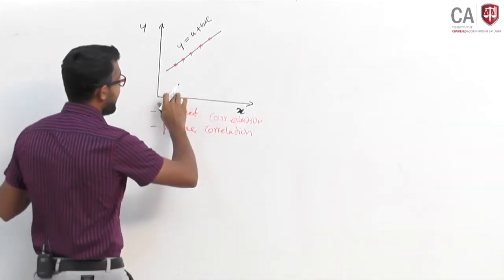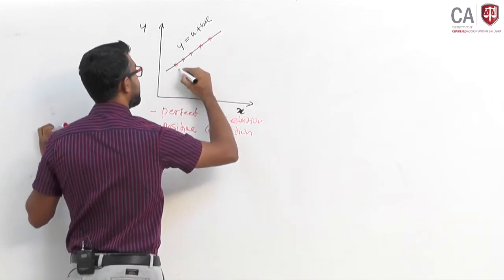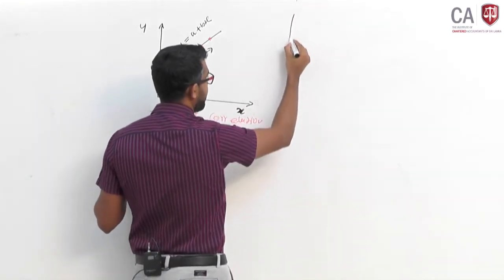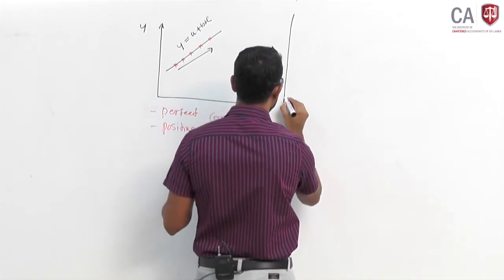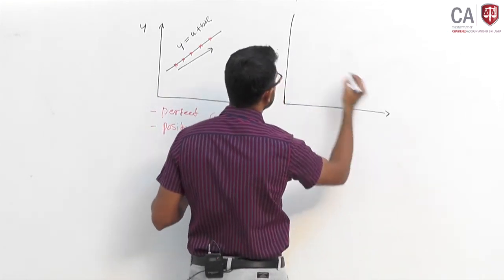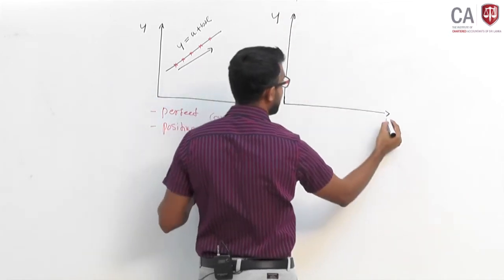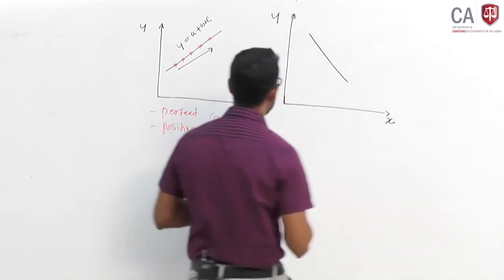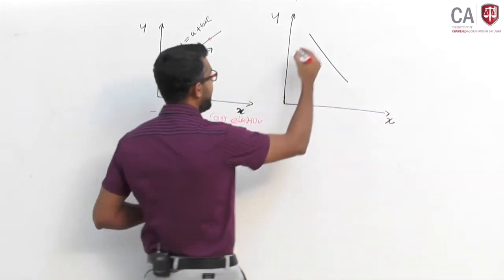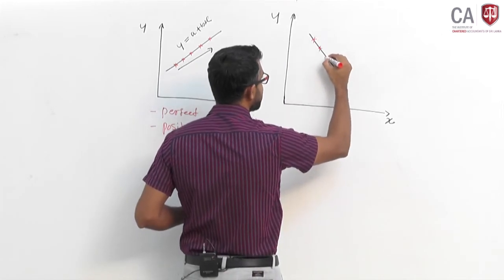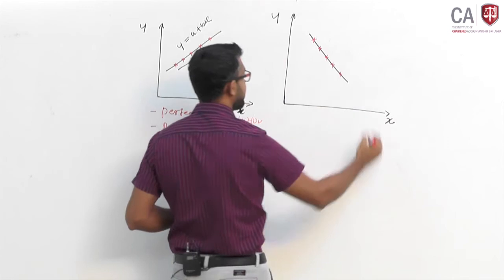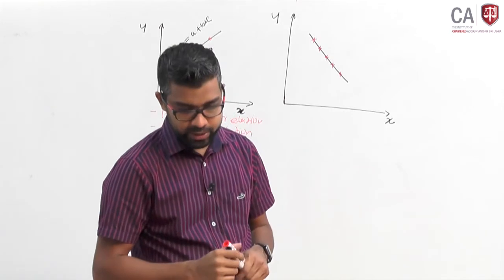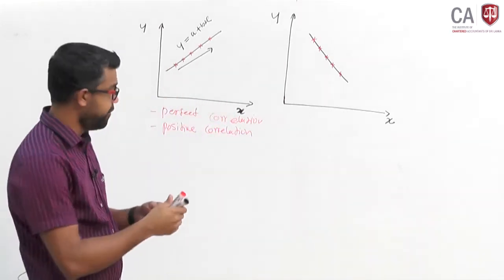Which means when x increases, y also increases here. And if I take another graph, there are again y and x, but you can see the regression line is in this way. There are also variables on this line, x and y variables on this line. We call this perfect negative correlation. Perfect correlation is there.